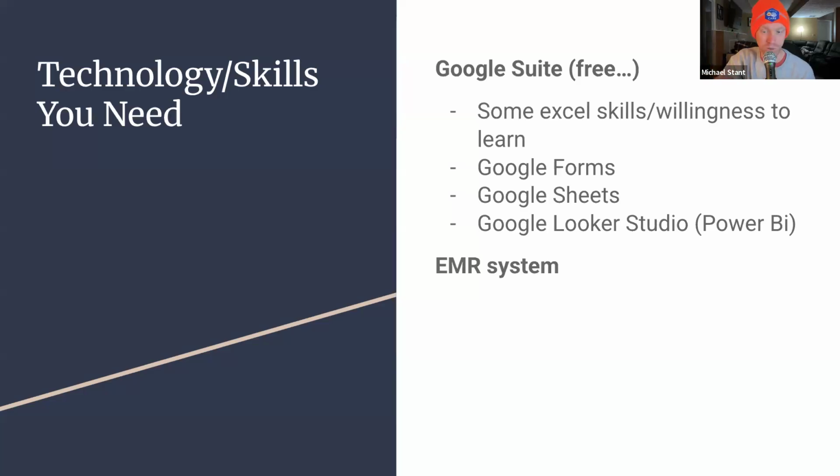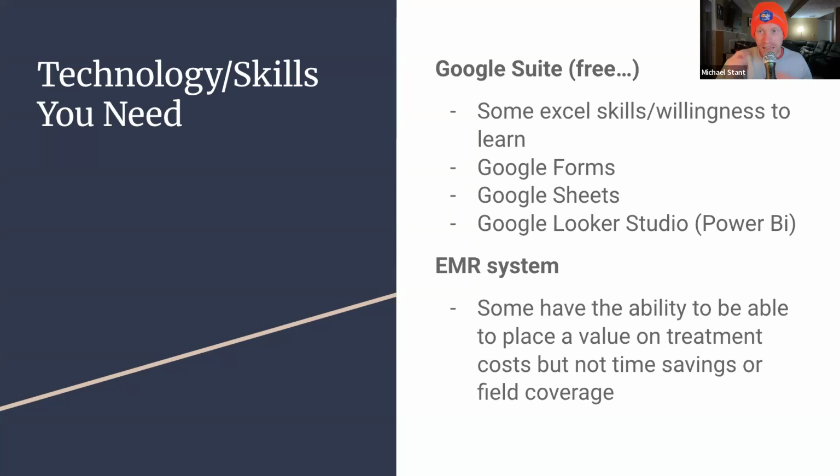So you need your Google Suite and your EMR system. Some have the ability to put a value on your treatment costs and athletic training costs. I just prefer using a Google Form. We use it as our sign-in sheets because that could be something you put off on the student athlete to sign in, and you're able to automatically have this stuff happening. Might just save you a step.